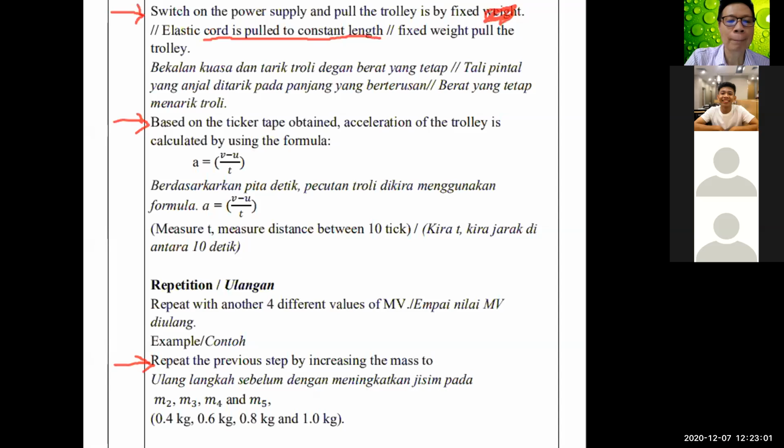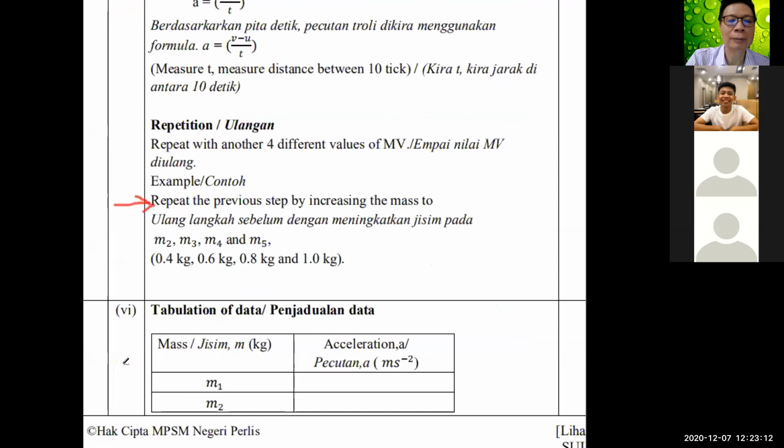After this is your tabulation of data. So your table should look like this. Mass, acceleration. You have to write the values 0.2, 0.4. Don't put M1, M2. Please put here 0.2. The first one, you started with 0.2. The second one is 0.4. Write it 0.4, because this one is manipulated. Manipulated means you already know the value. So you can write 0.2, 0.4, and so on.